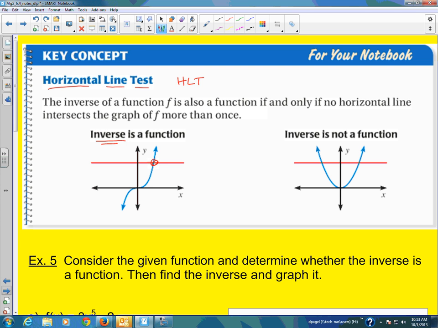If, in this case, my horizontal line does not intersect in just one but two places, then the reflection that I have graph-wise will not be an inverse because it won't be a function. So we would have no inverse of the equation for a parabola, whereas here in this cubic we did see that. So the horizontal line test is a very quick way of considering your graph and whether or not you're going to have an inverse.